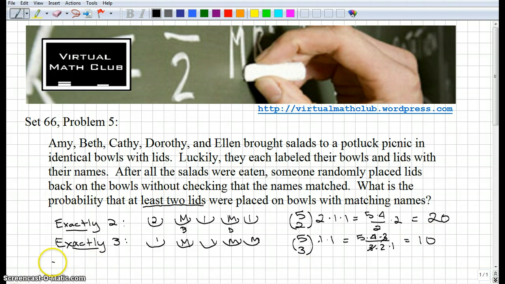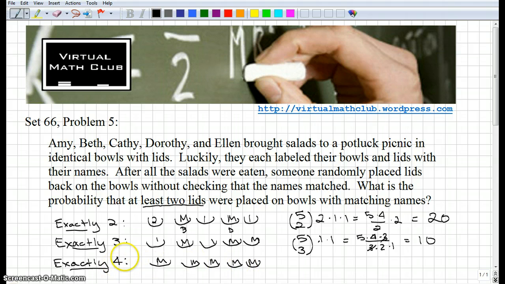Okay, let's look at the next case. Exactly 4 lids match. Alright, so here's our 5 bowls. 3, 4, 5. We want to choose 4 to match. Okay? So we could say 5 choose 4, but we have an issue with this. So if I choose this one to match, and this one to match, and this one to match, and say this one to match, I've only got 1 lid left and 1 bowl left, and that lid has to go on that bowl, and it's got to be a matching lid. Okay? So this is automatically going to match.